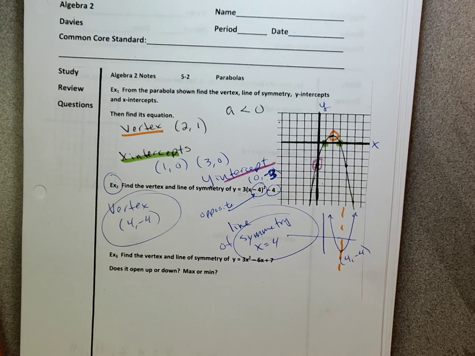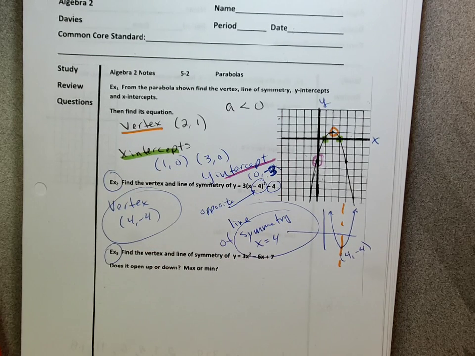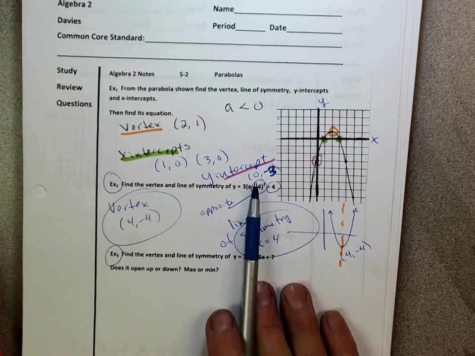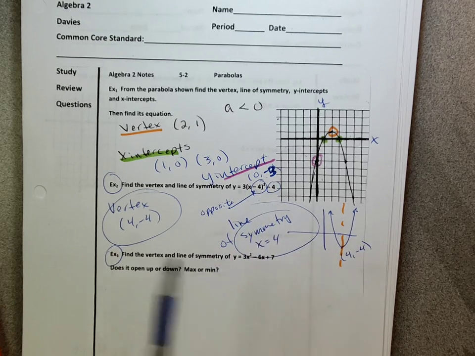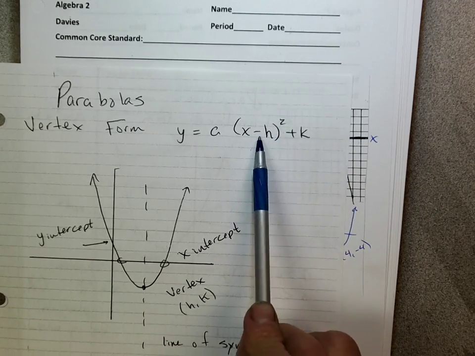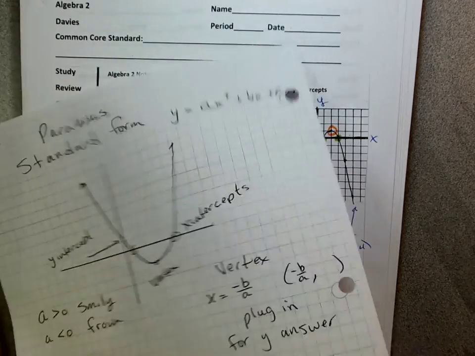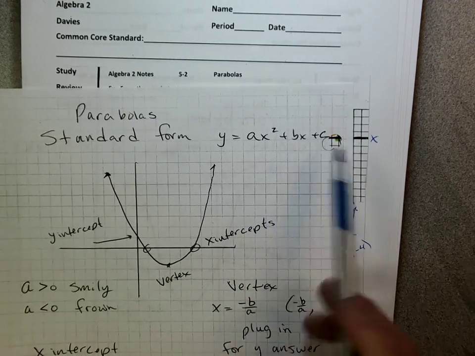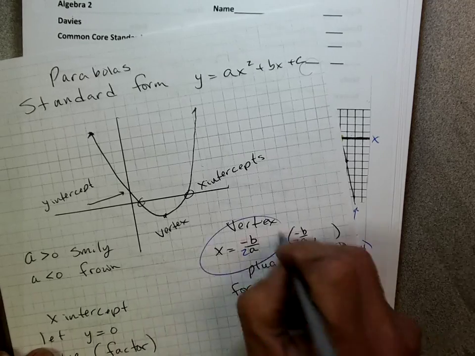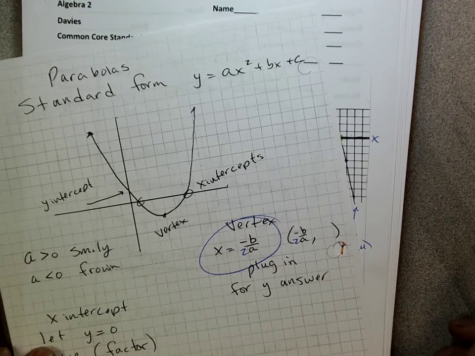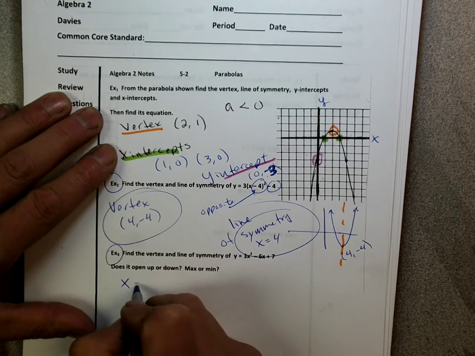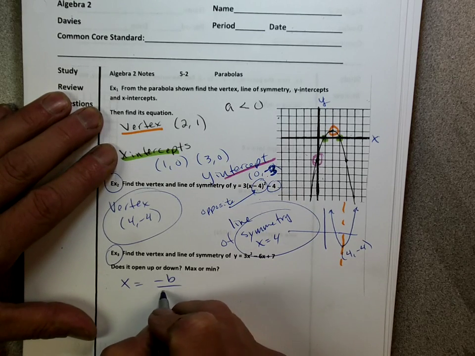All right, example 3. Find the vertex and the line of symmetry, okay? Now, it's not in vertex form, which is kind of a bummer because it was so easy when it's in vertex form. I mean, if it's in this nice quantity squared form, the answer is just right there, okay? But it's in the standard form. So we learn that we're going to use this formula right here. The vertex is negative b over 2a, all right? So I'm going to use x equals negative b over 2a.